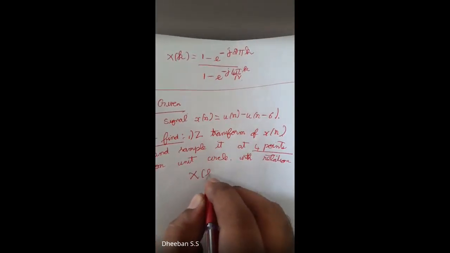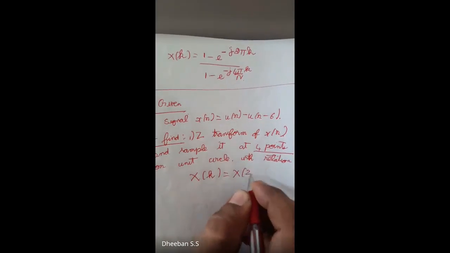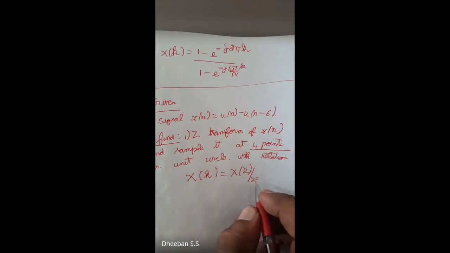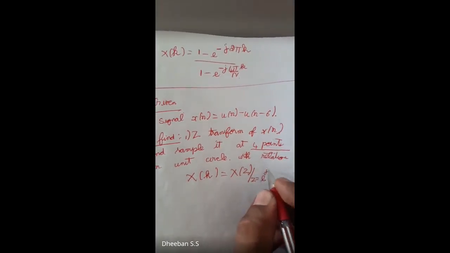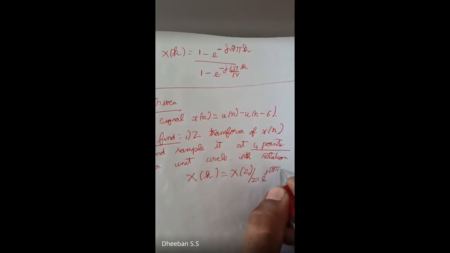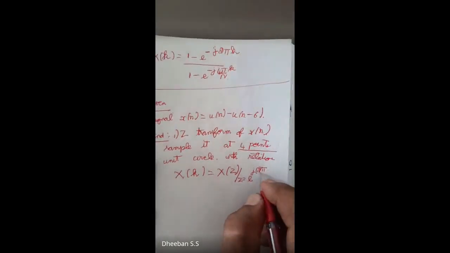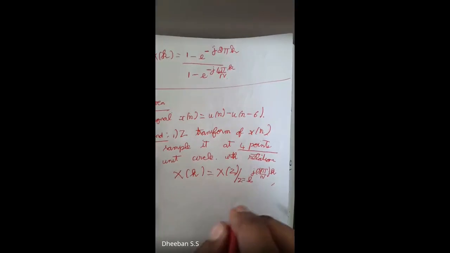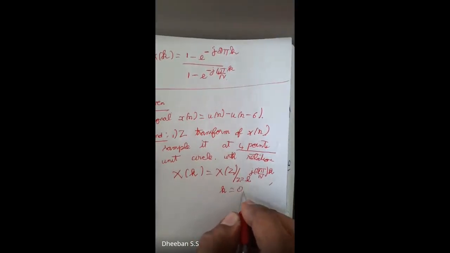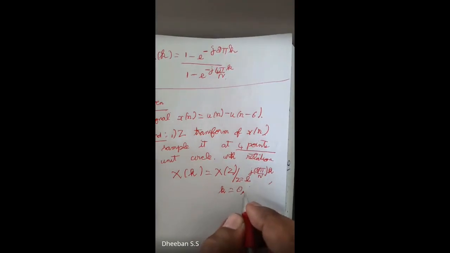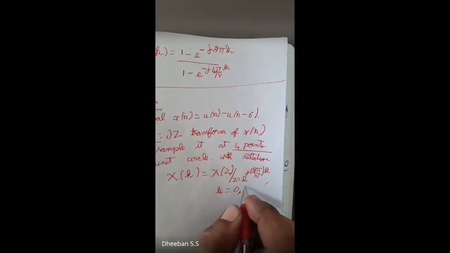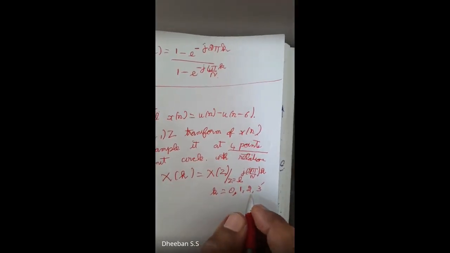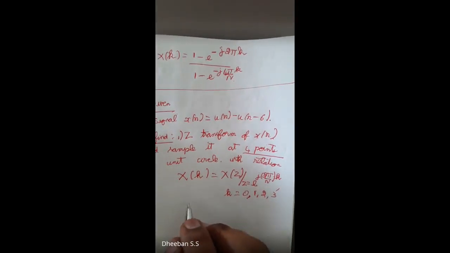The relation is that capital X of k is equal to capital X of z at z equal to e power j 2 pi by N into k. The k value will be the same thing. They are giving 4 points, right? So k will be taking 0 to N minus 1, that is 0, 1, 2, 3. It is in the question itself. In the question itself, they will be giving this.